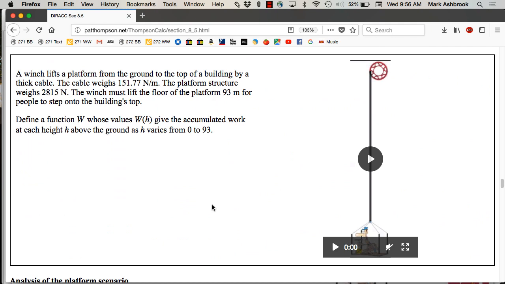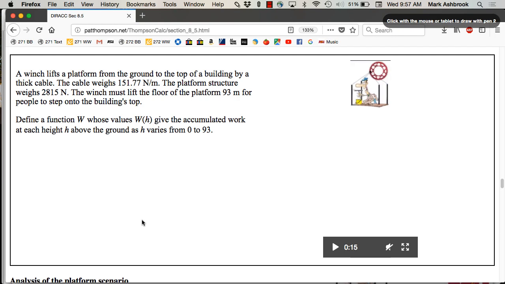So it says a winch lifts a platform from the ground to the top of a building by a thick cable. The cable weighs 151.77 newtons per meter. The platform structure weighs 2815 newtons. The winch must lift the floor of the platform 93 meters for people to step out to the building's top. All right, so we want to define the work function, the accumulated work.